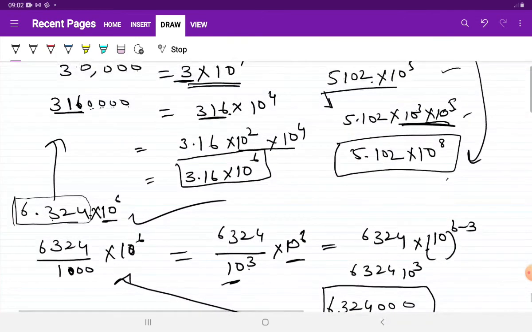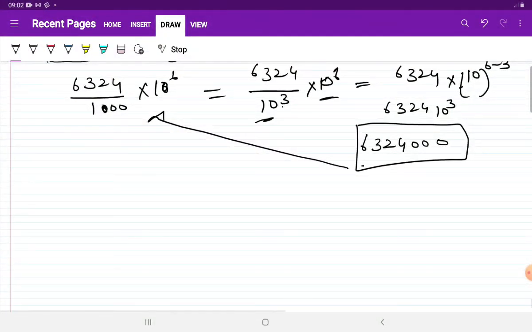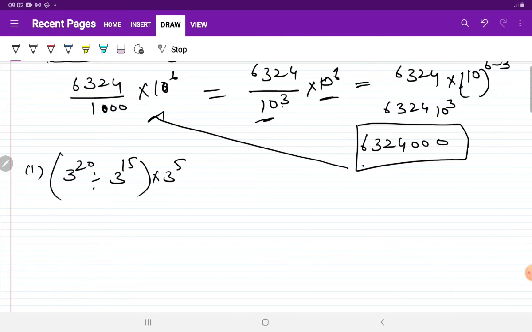I hope you understand the full lecture, all the concepts. By using these concepts and laws, you can solve all the exercise questions. So I am giving you some questions for home. You please do that. Number 1, 3 raised to power 20 divided by 3 raised to power 15 into 3 raised to power 5. What you have to do? Simplify. Okay.